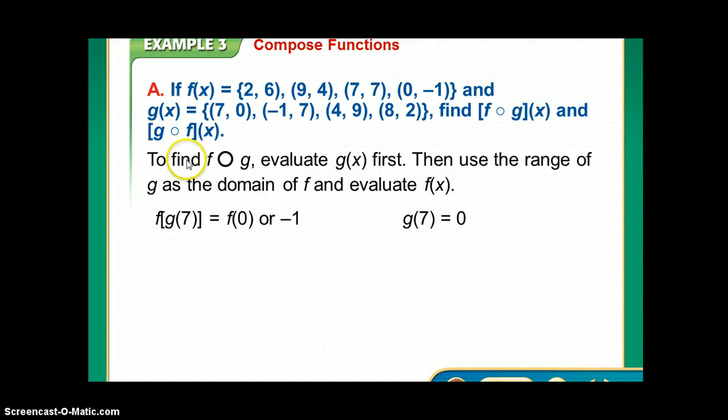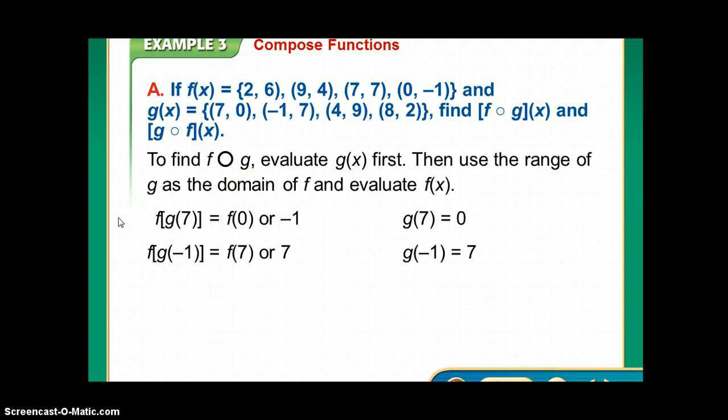If you look at g of 7, you input 7, your x is 7, your output is 0. So g of 7 equals 0. Now I'm taking that 0 and inputting it in for f. And then I have to look up here, what's f of 0? That's right here. F of 0 is negative 1. G of 7 equals 0. That's your range of g, and then you input that for the domain of f to get negative 1.